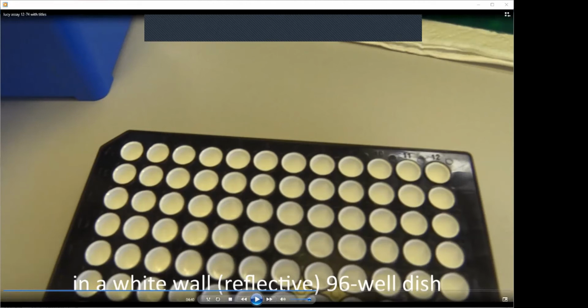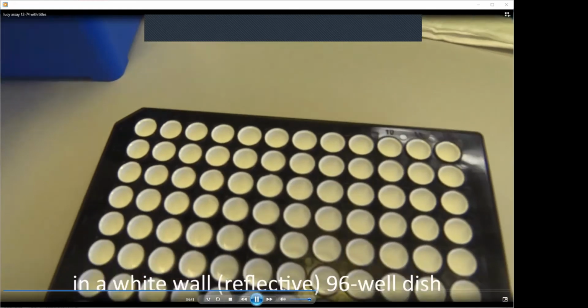Because of these painted colored walls, it is not possible. The only disadvantage is that these plates are fairly expensive, so we have to reuse them.